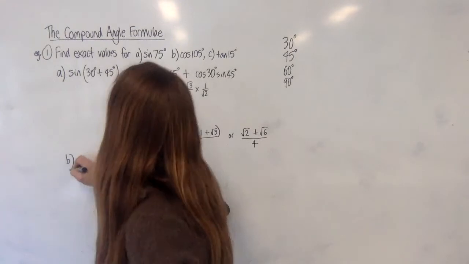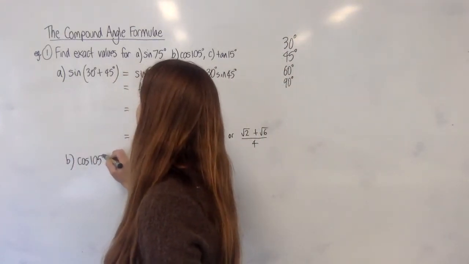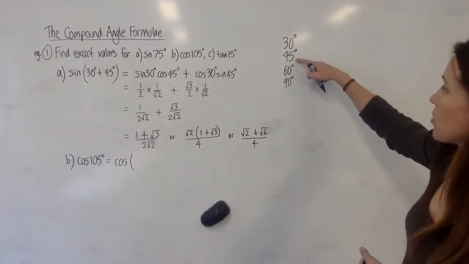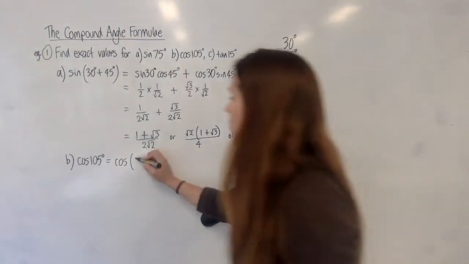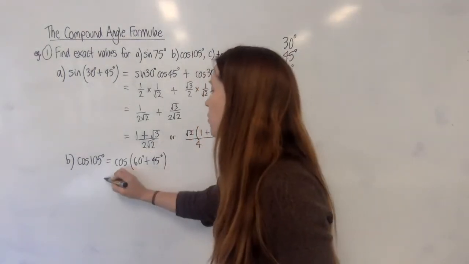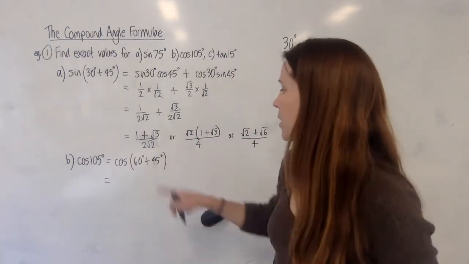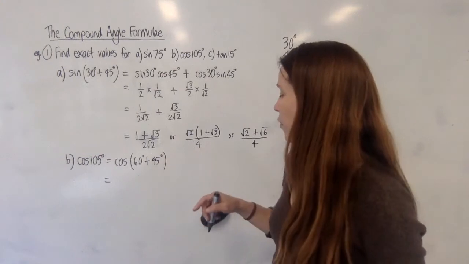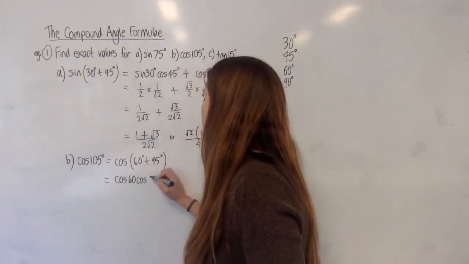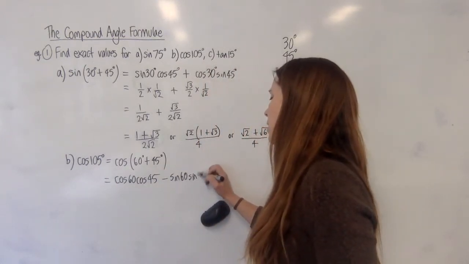Okay, so next one, cos of 105. Thinking of angles that we can join together here, 105 looks straight away to me like 60 plus 45. So that means I'm working with the formula cos of alpha plus beta, where alpha is 60 and beta is 45. So my formula says to do cos of 60, cos of 45, minus sine of 60, sine of 45.